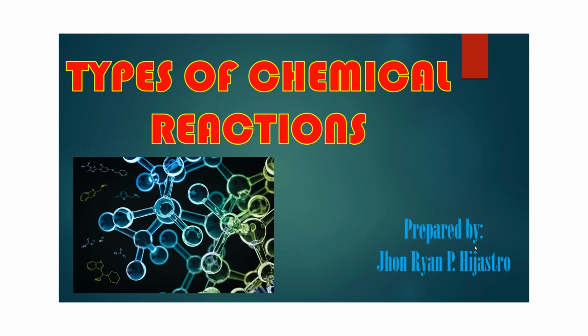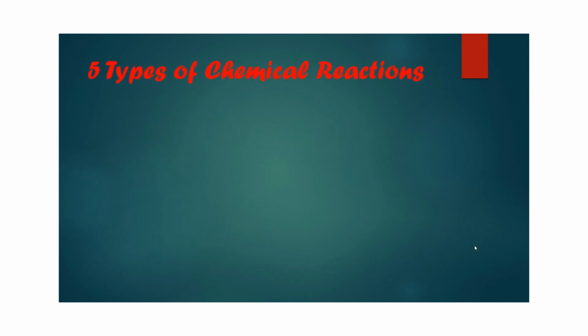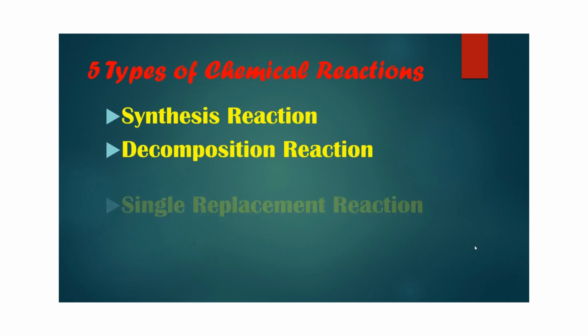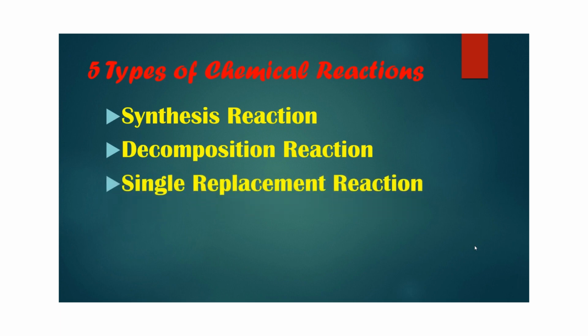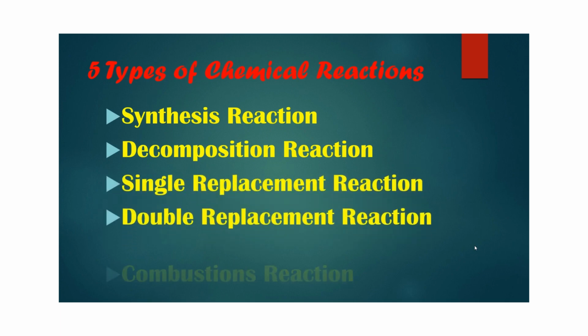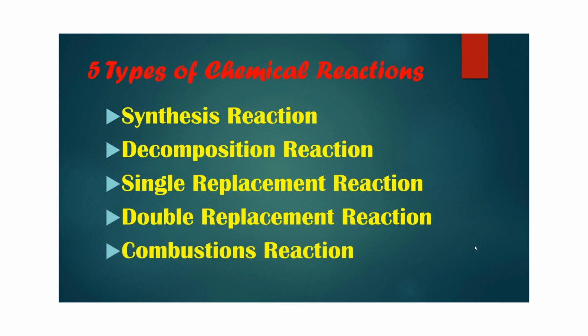Analyzing the substances involved in each reaction will also help you to place it in one of these categories, although they may fit into more than one category. So the five types of chemical reactions are the following: the synthesis reaction, decomposition reaction, single replacement reaction, double replacement reaction, and the combustion reaction. We will discuss each of these one by one.